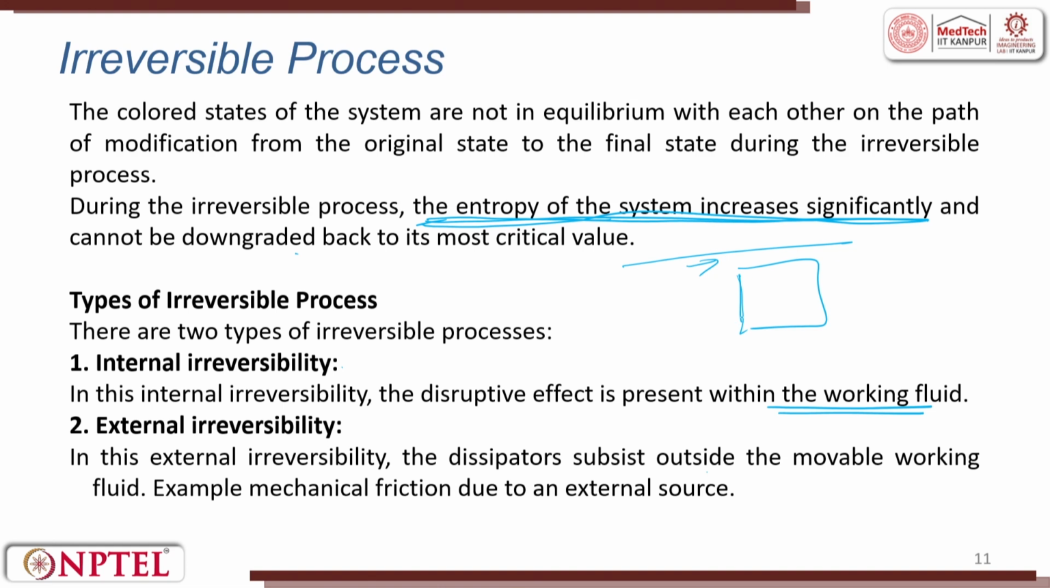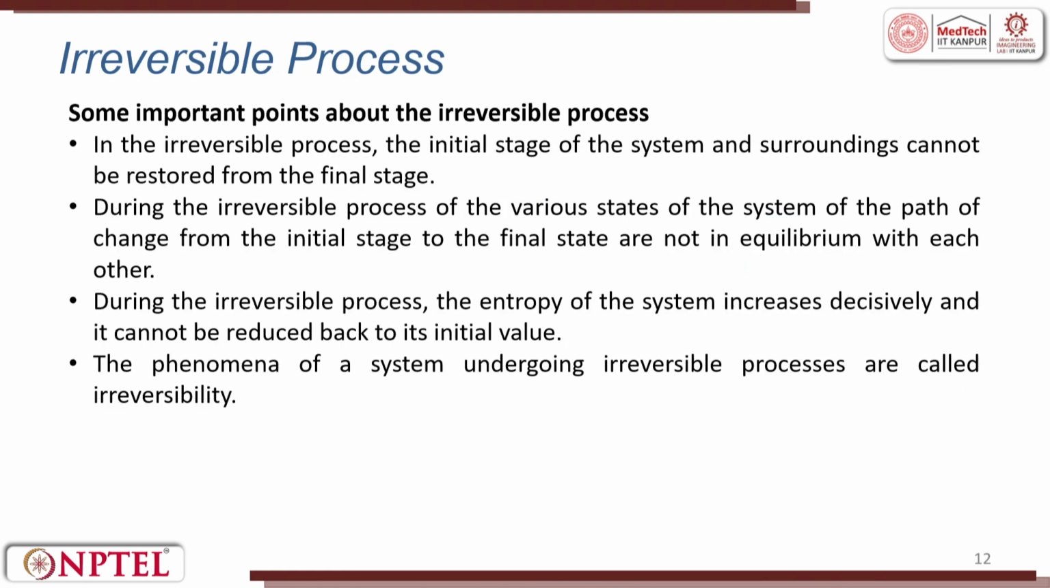Where do we use it? In metal forming, it always happens. After hot working is over, then you have the billet, which is in a red hot condition, right? So, now external irreversibility, the dissipation occurs outside the working fluid. Example, mechanical friction due to external forces. So, these are external irreversibilities. Some important points about irreversible processes. In irreversible processes, the initial state of the system and the surroundings cannot be restored from its final state.